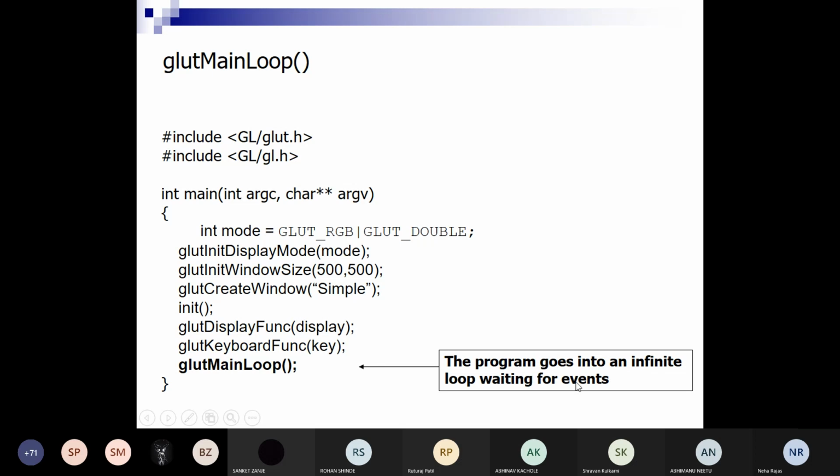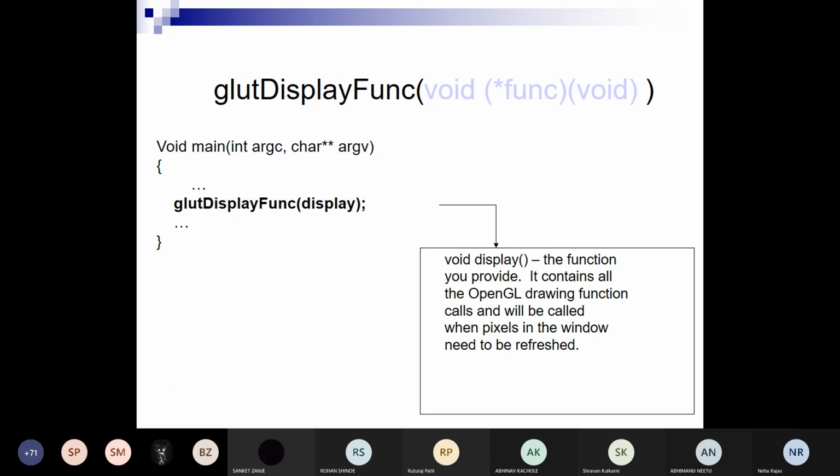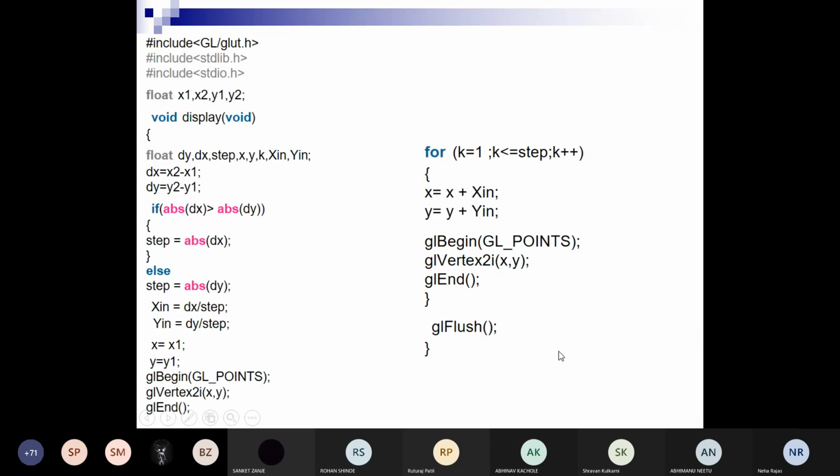जैसे हमें वो window continue show करने के लिए वो function needed है. So what is the display function? ये हमने अलग से display function लिखा है. The function you provide contains all the OpenGL drawing function calls and will be called when pixels in the window need to be refreshed. Okay, so this is your program.